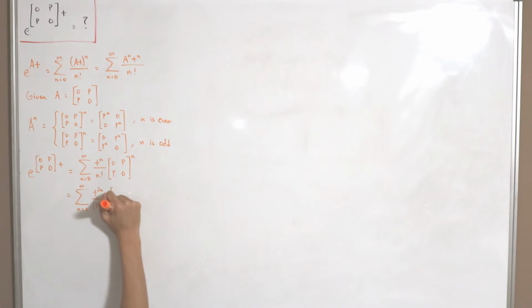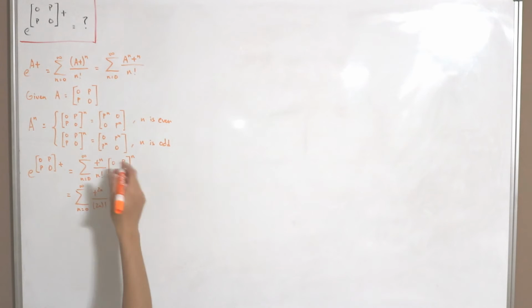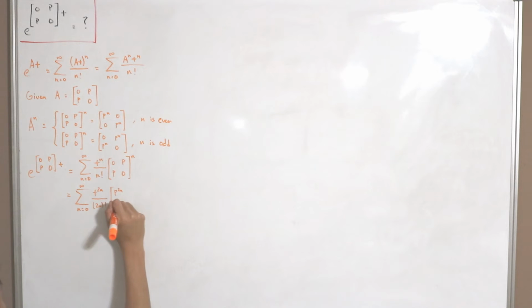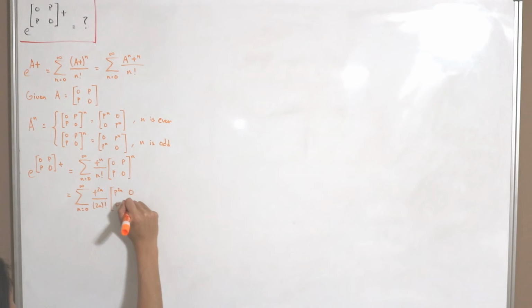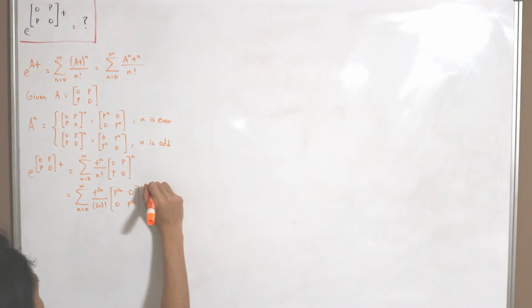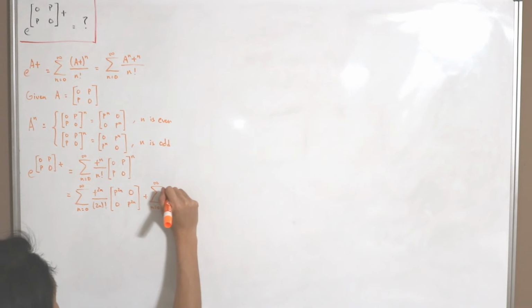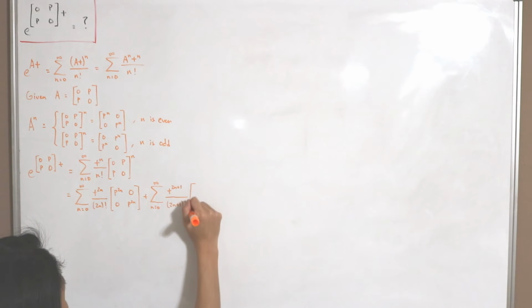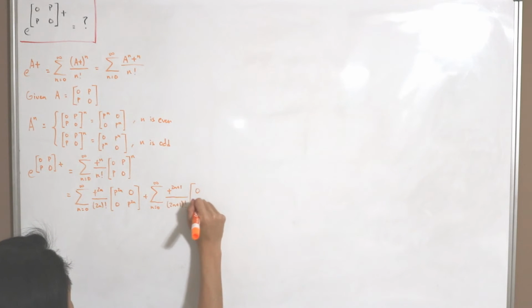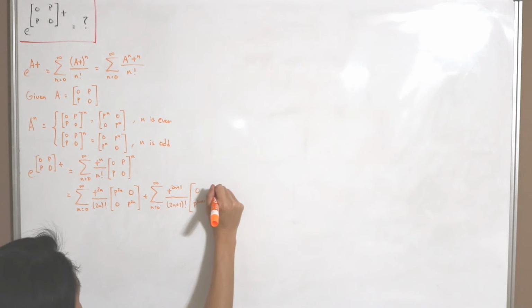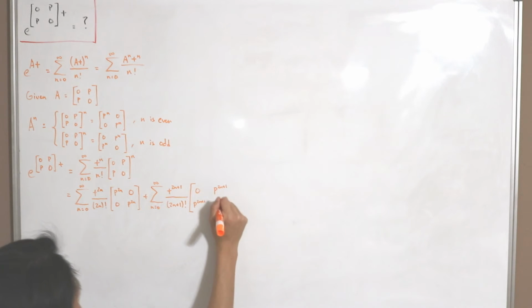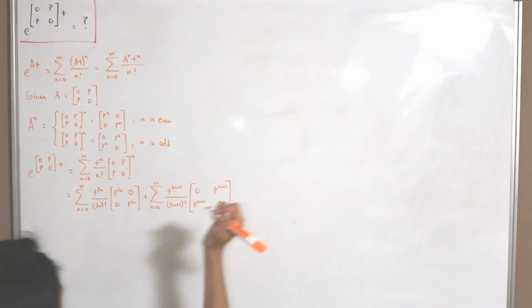And so now because we're dealing with even integers, that means this will be p to the 2n, 0, 0, p to the 2n. And now next I'll deal with the odd terms. So now we change this to 2n plus 1, and then 2n plus 1 factorial, and then we deal with our matrix. So this will be 0, p to the 2n plus 1, p to the 2n plus 1, and then 0, like so.